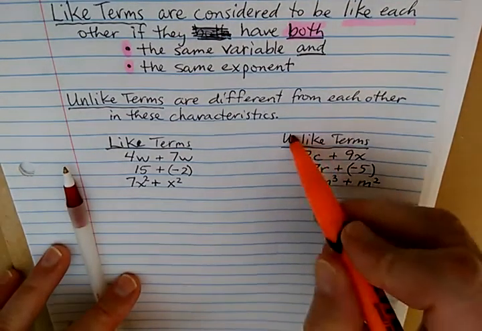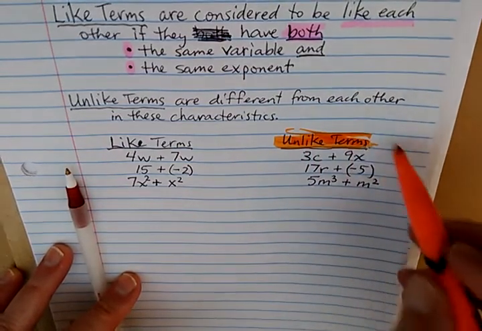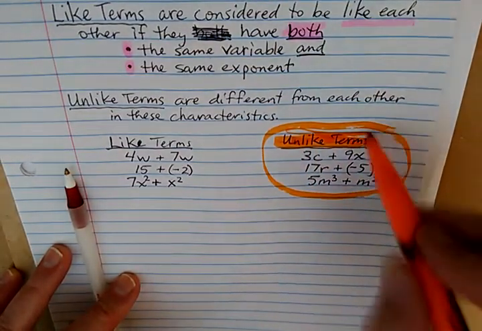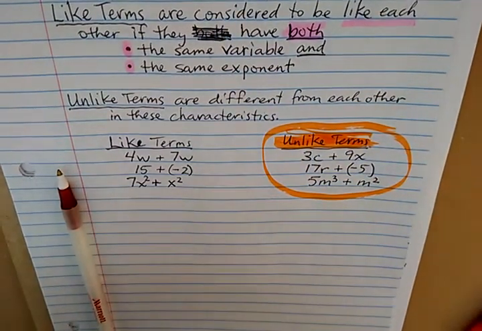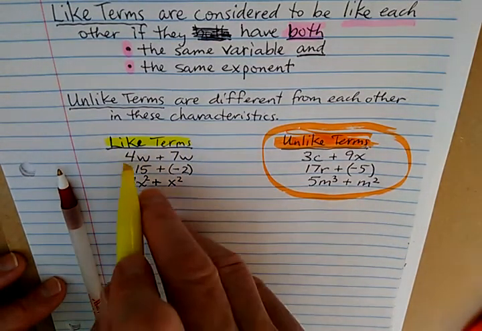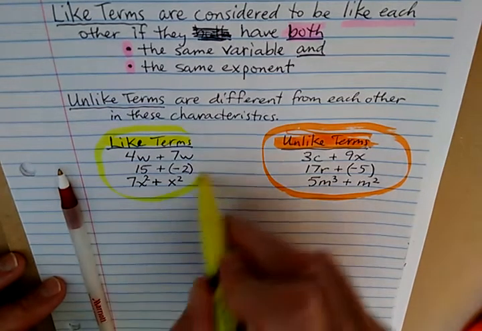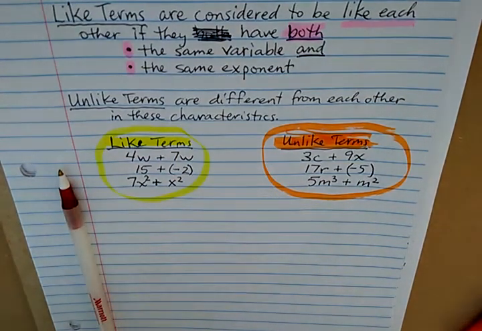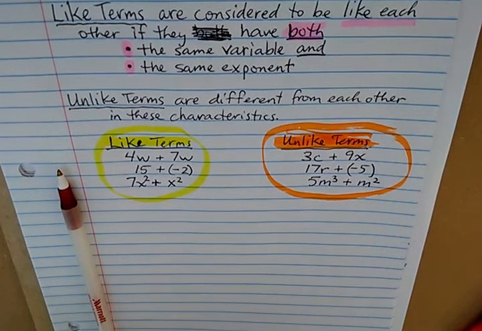So all of these examples are examples of unlike terms. They're not like each other. And all of these examples over here are examples of like terms. We could say, yeah, these terms are like each other because they fit the requirements that are shown above.